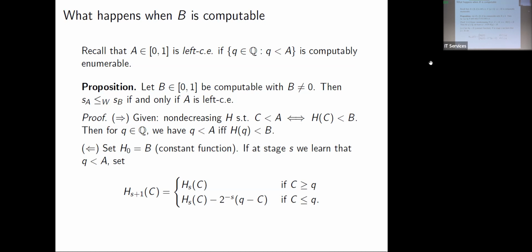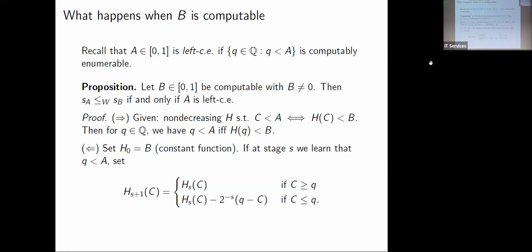Suppose that we have such an increasing H. This B again. All right, so suppose that I have some increasing H. If B is computable, then I can enumerate which rationals here are less than A just by computing their values. And then if I see that it's less than this computable B, then I can enumerate that Q.